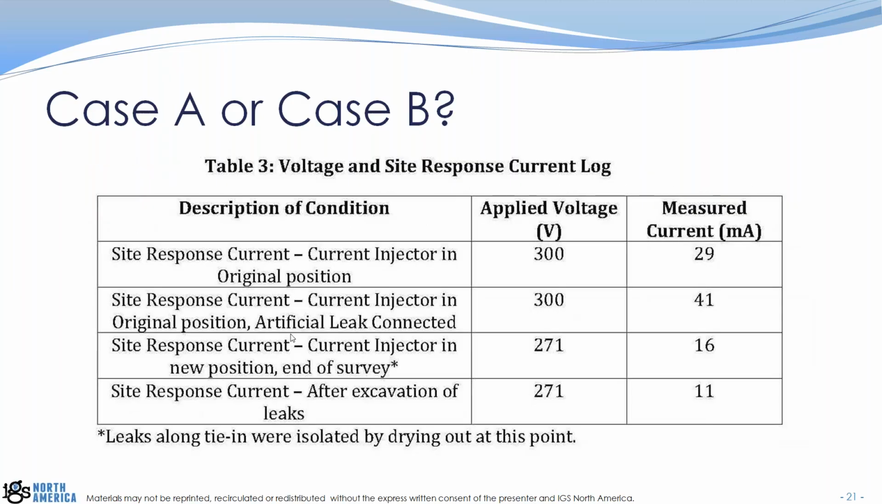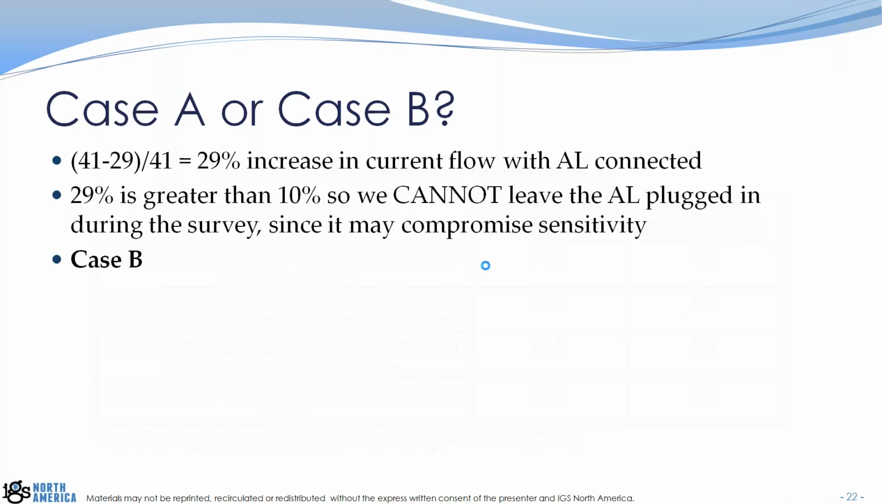So the next example is we have 300 applied volts, and we're measuring 29 milliamps originally. We plug in our quarter inch artificial leak, and we get 41 milliamps. So that results in 41 minus 29 divided by 29, a 41% increase. That is not okay. That's greater than 10, so we cannot leave the AL plugged in during the survey.